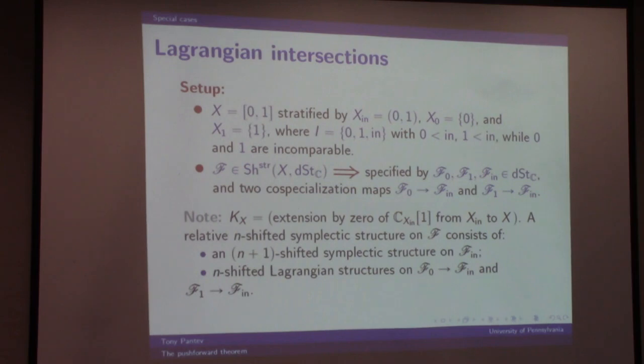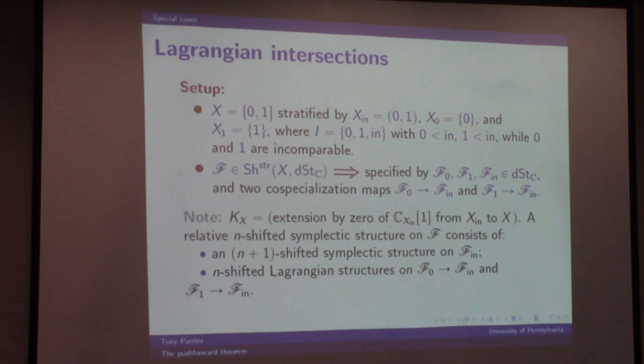Lagrangian intersections are a special case. So if you take a closed interval and you stratify by the open interval and the two ends, then a constructible sheaf of stacks is specified now by three stacks, two at the two ends and one in the interior. And there are two co-specialization maps, one going from the left end to the interior, the other going from the right end to the interior. The dualizing sheaf is still the extension by zero of the constant sheaf shifted by one from the interior. And an n-shifted symplectic structure relative to this sheaf is an n plus one shifted symplectic structure in the interior, and a Lagrangian structure for each of these two maps.